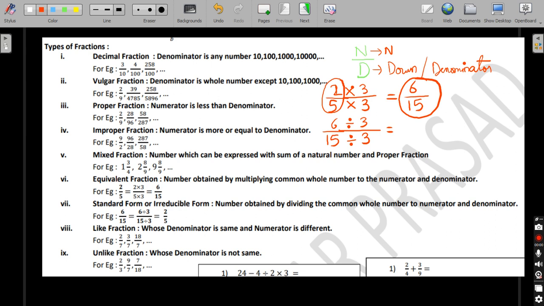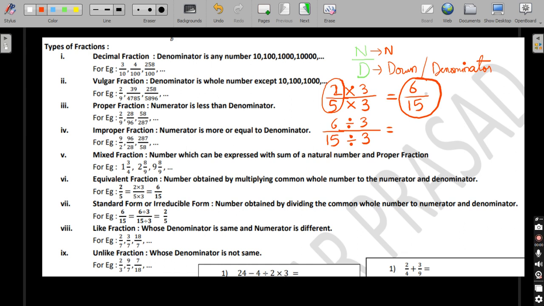Later on I will teach you how to solve all these questions. Each and everything we are going to learn in a detailed way, how to solve irreducible form and everything. Right now, you can understand any number. Suppose I am multiplying, I am making a bigger number like 6 by 15. It is an equivalent form.